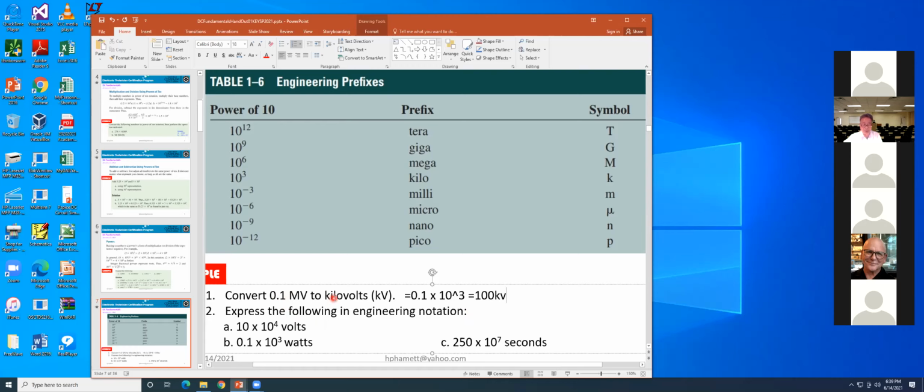They want to know how many in kilovolt. So basically, kilo and mega different will be power of 3. Mega higher than the kilo, 1,000. So if you wanted to take 0.1 times 1,000, yeah. So that's why you get 100 kilovolt. Okay, the answer is correct, yeah.